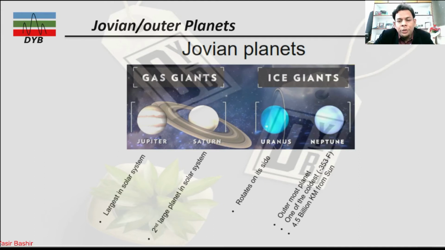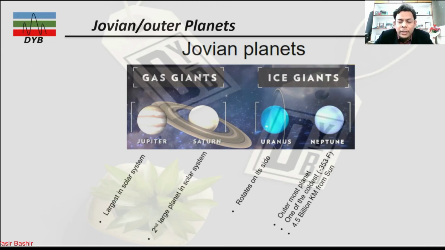And Uranus has a unique rotation: it rotates on its side. So that's the difference in the solar system. And if you look at Neptune, it is actually the outermost planet of the solar system and one of the coldest planets of the solar system.